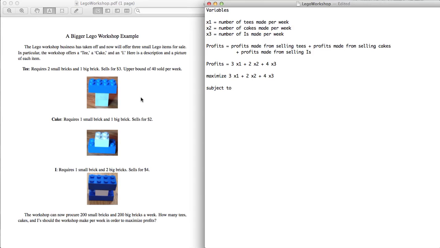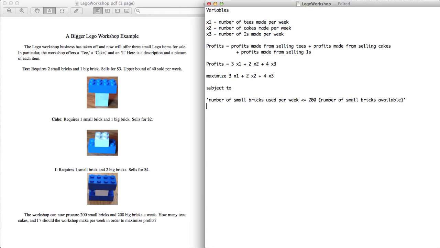So we can go through a similar kind of exercise looking at our constraints. We basically have a constraint that is going to say the number of small bricks used per week is less than or equal to 200, which is the number of small bricks available. Now obviously this is a constraint in words. It's not a constraint using our mathematical decision variables. So we need to make a similar translation as what we did for profits to a small bricks constraint.